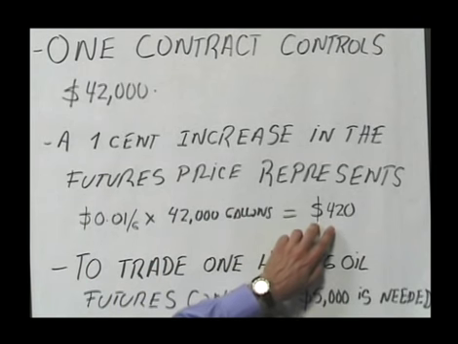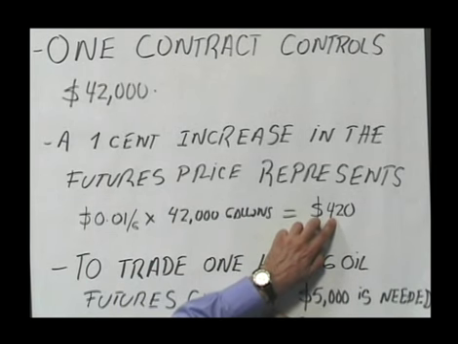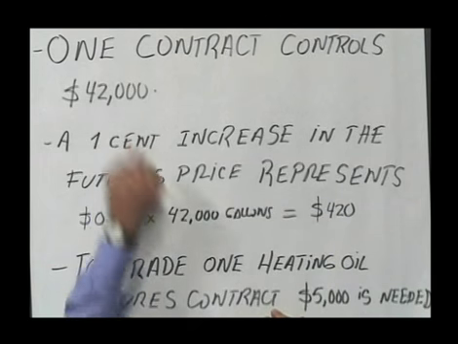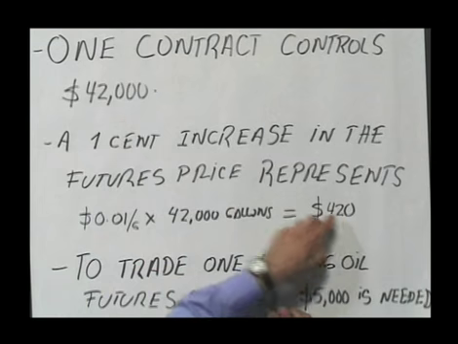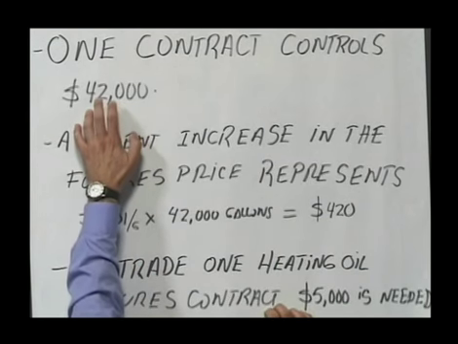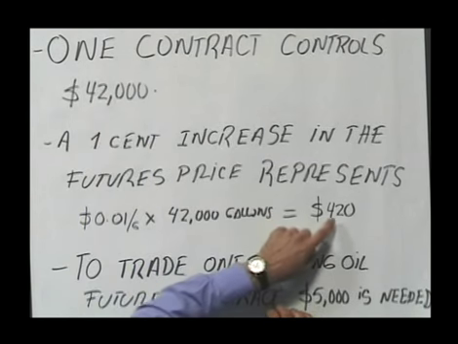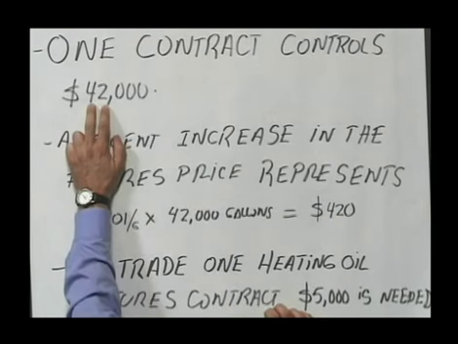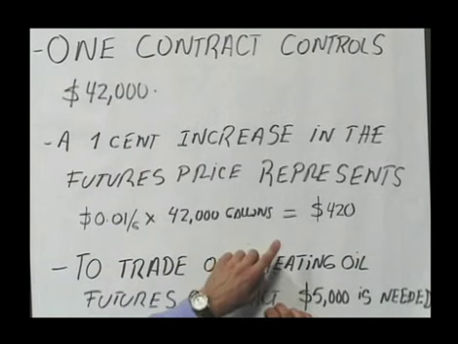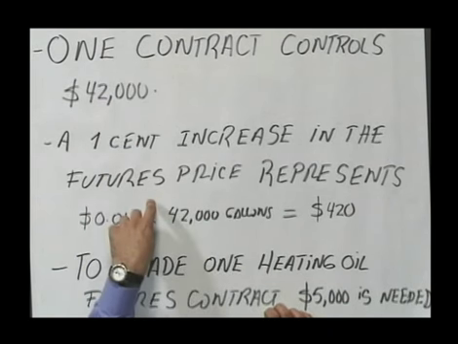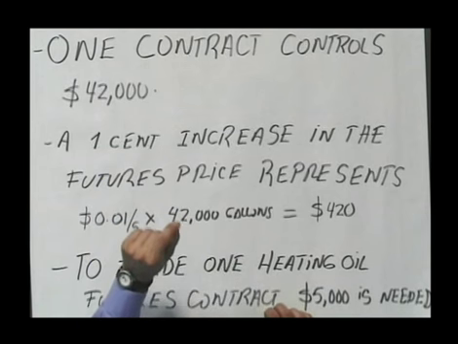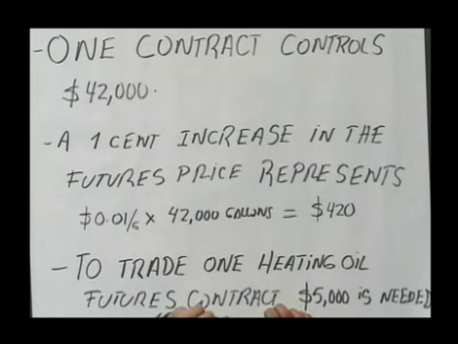Okay? Now, how much is that as a percentage of the value of the whole contract? Well, $420 is only a 1%. Okay? 420 is 1% of $42,000. So what this means is that 1 cent increase in the price of heating oil represents a 1% change in the price of the underlying.